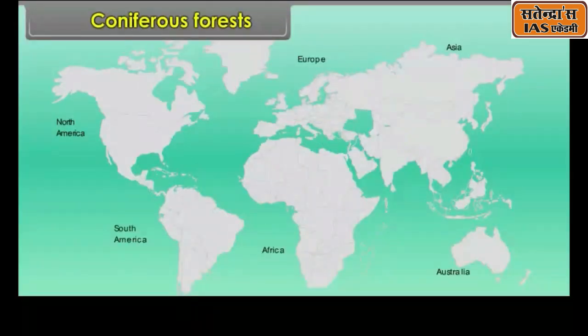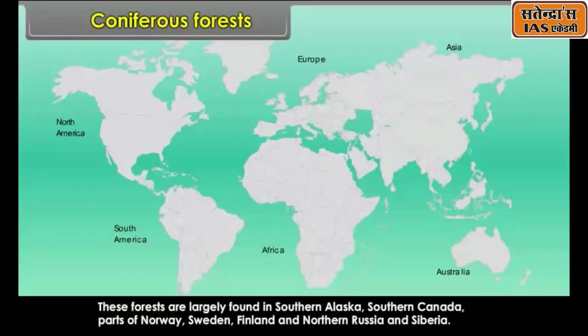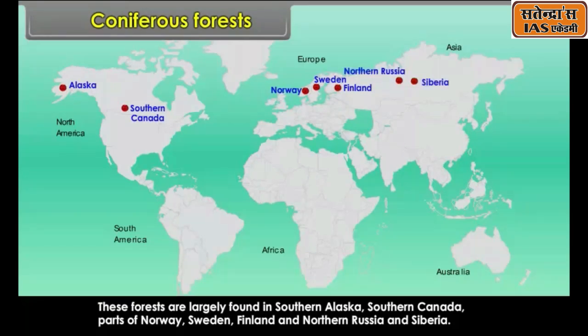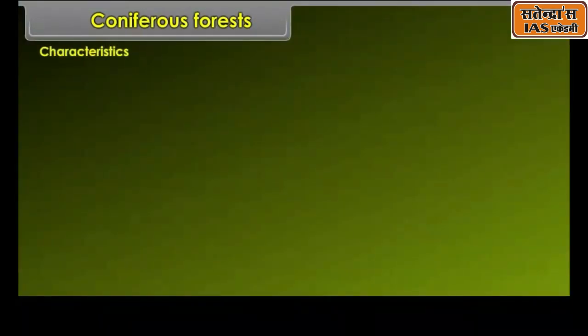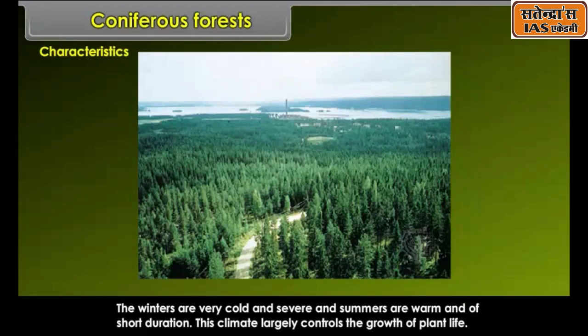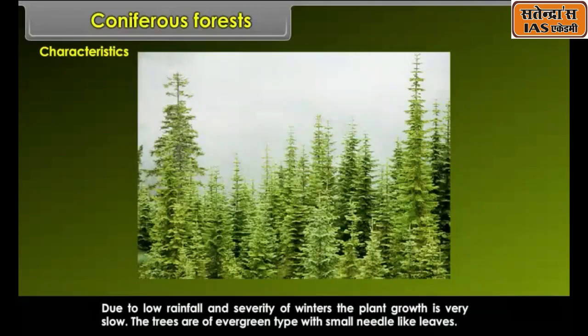Coniferous forests. These forests are largely found in southern Alaska, southern Canada, parts of Norway, Sweden, Finland and northern Russia and Siberia. Characteristics. The winters are very cold and severe, and summers are warm and of short duration. This climate largely controls the growth of plant life. Due to low rainfall and severity of winters, the plant growth is very slow.